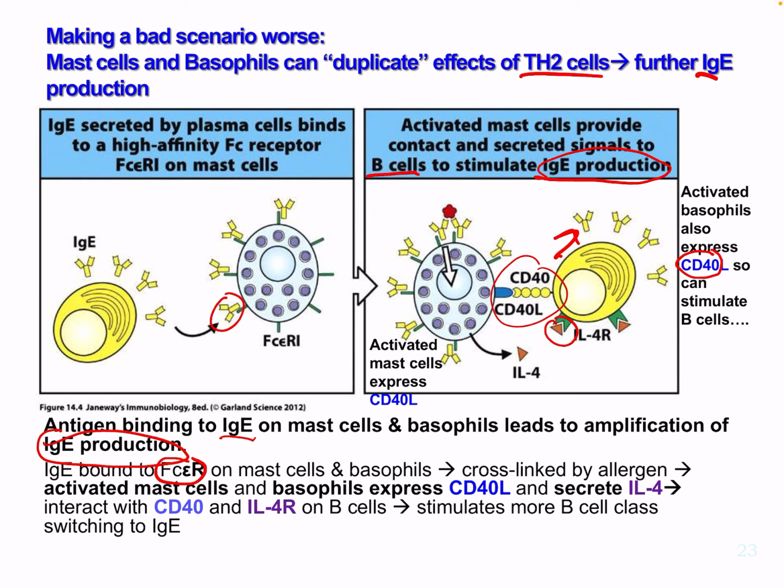IgE bound to the Fc epsilon receptor on mast cells and basophils is cross-linked by the allergen, resulting in these activated mast cells and basophils expressing CD40 ligand and secreting IL-4. These interact with CD40 and the IL-4 receptor on the B cells, and this stimulates B cells to switch to IgE. So essentially, the summary here is that cells activated by IgE express CD40 ligand and cause more IgE to be released. So again, this can keep going and keep doing the same thing over and over again.